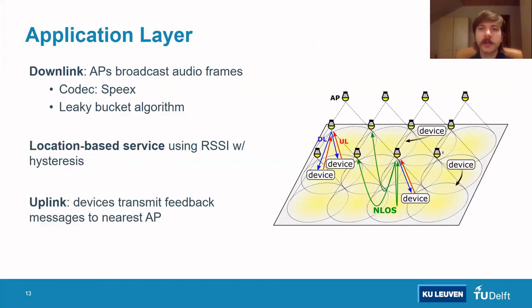Then let's finally look at the application layer. On the application layer, each AP broadcasts an audio stream about a nearby museum piece using an open source codec called Speex. In addition, the APs use a leaky bucket algorithm to ensure that the audio frames are transmitted at the correct rate. The location-based service works by having each device measure the received signal strength of each audio frame in combination with a hysteresis mechanism to only decode audio frames from the nearest AP. Finally, on the uplink, user devices transmit short text-based feedback messages to the nearest AP.